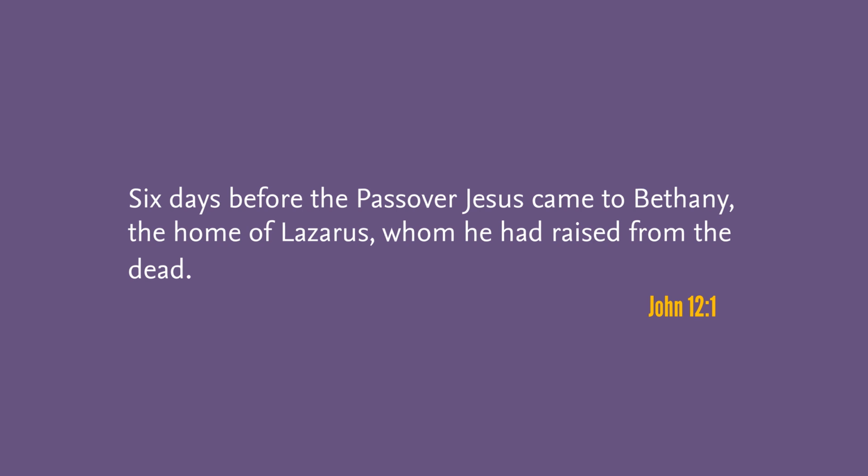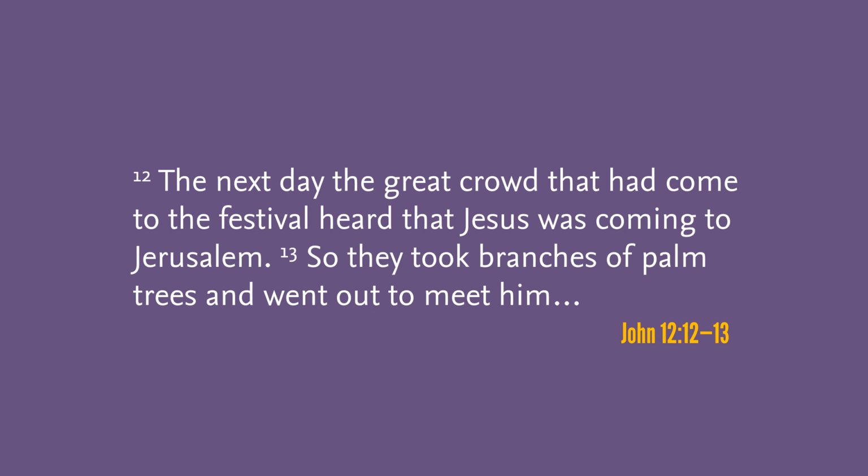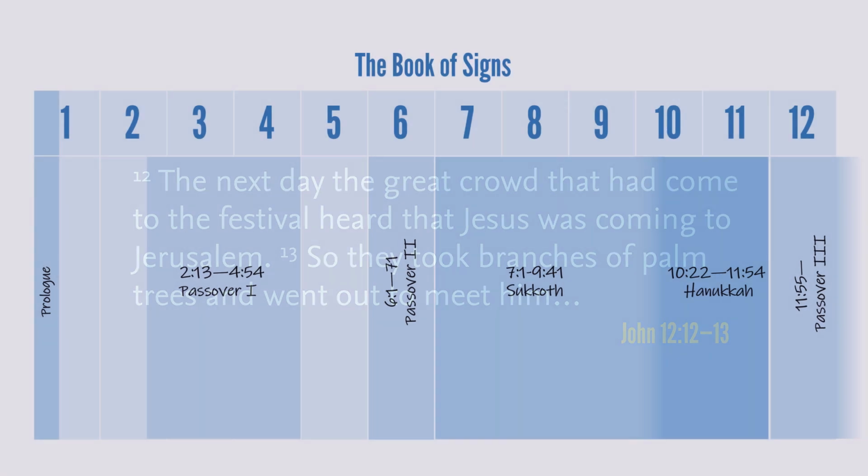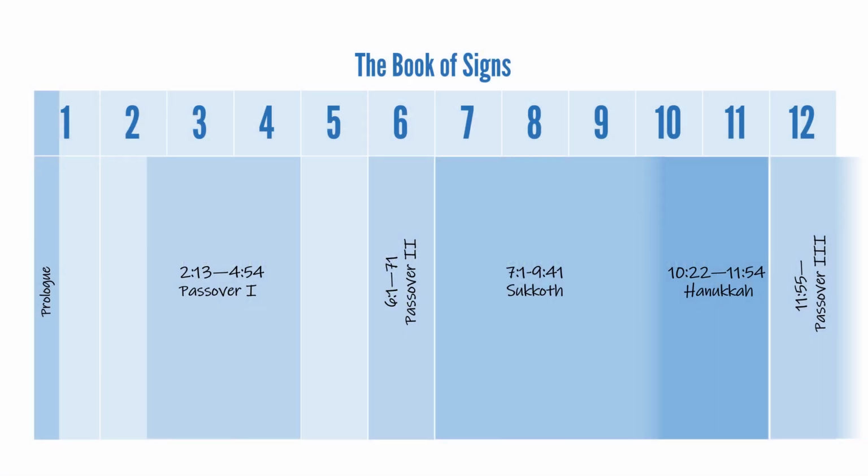Again, when John introduces the next episode of Jesus' triumphal entry into Jerusalem, we find the same explicit reminder of the festival context. "The next day, the great crowd that had come to the festival heard that Jesus was coming to Jerusalem, so they took branches of palm trees and went out to meet him." John wants to make sure that we understand.